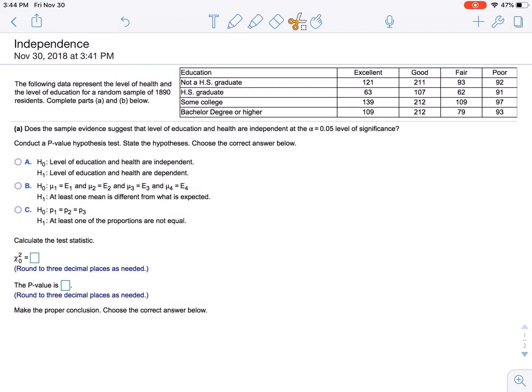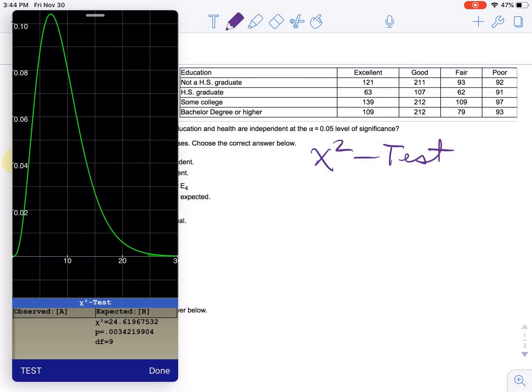So the null hypothesis will be independent and the alternative dependent because it's a test of independence. The null is that level of education and health are independent, and the alternative is that level of education and health are dependent. To find the test statistic and p-value, we use a very easy method of just plugging the data into a matrix and then doing the chi-squared test. So that's what we do, the chi-squared test. And yeah, it's pretty easy.